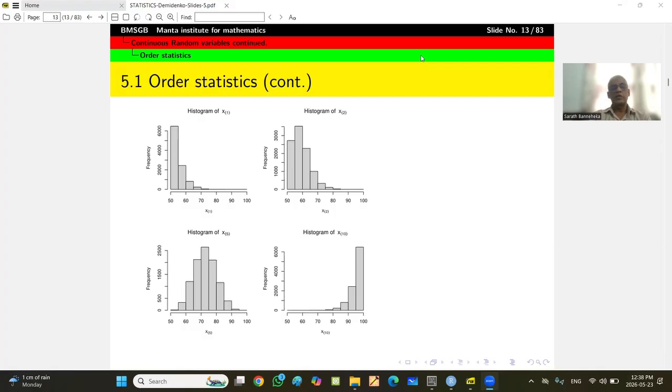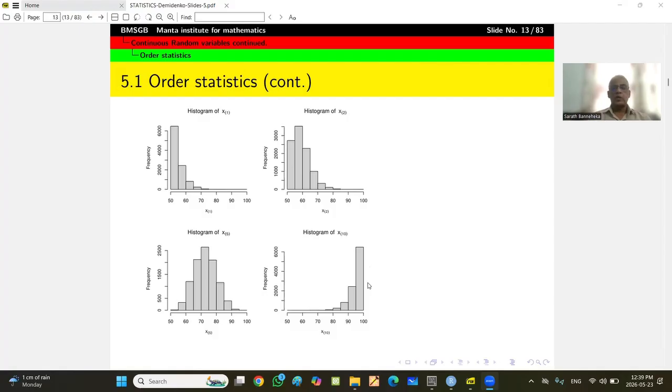In other words, my x1 without any bracket, just x1, has a uniform 50 to 100 distribution. X2 has the same distribution. X3 has the same distribution. But this x within bracket 1, that is the first order statistic, has this particular shape here. And the maximum has this last shape and so on. Why are they different?